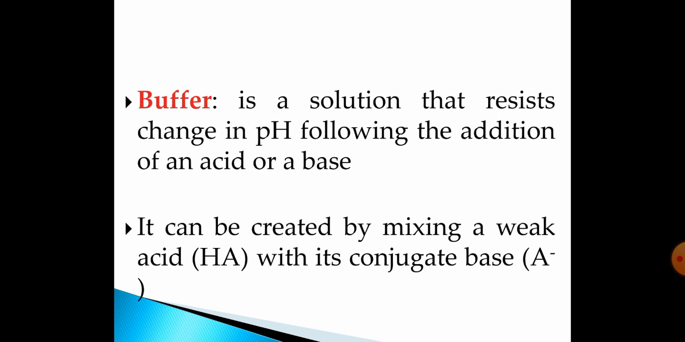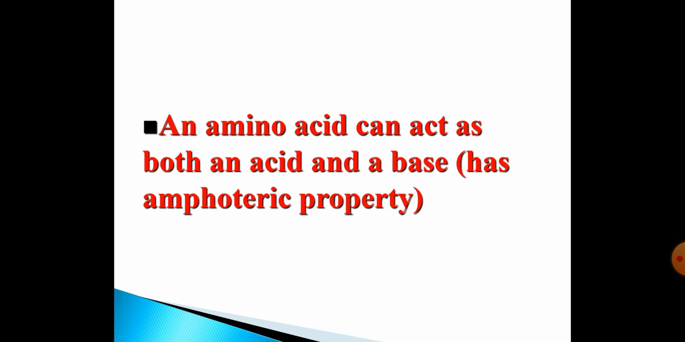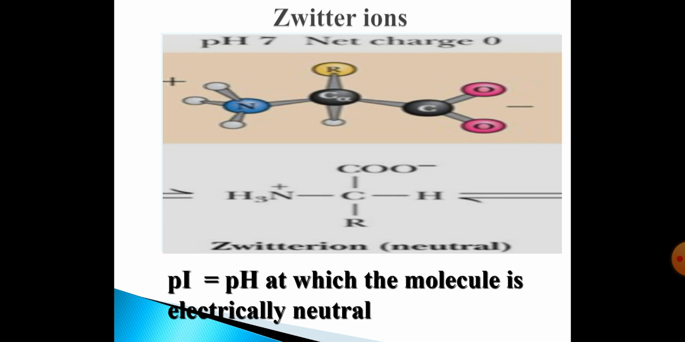We talked about buffers in the last lecture. We said a buffer solution resists change in the pH. Please mention some buffer systems in the human body, for example hemoglobin and the carbonic acid-bicarbonate system, which can be used as buffering systems. So amino acids act as both acid and base and have amphoteric properties. They can act as an acid and they can act as a base. This is the nature of amino acids.